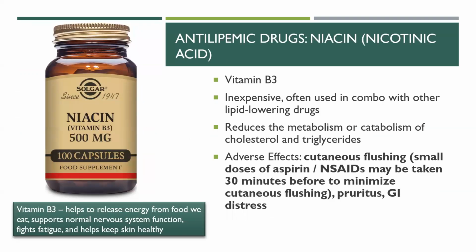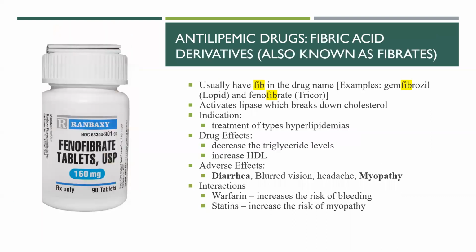The other one is our niacin or nicotinic acid. Niacin is your vitamin B3. It helps to release energy from food we eat, supports normal nervous system function, fights fatigue, and helps keep skin healthy, is what that all does naturally. It's inexpensive, often used in combo. It reduces metabolism or catabolism of cholesterol and triglycerides. The thing about it is it can cause cutaneous flushing. So you can give them a small dose of aspirin or an NSAID 30 minutes before to minimize that flushing. It can also cause itching and GI distress.